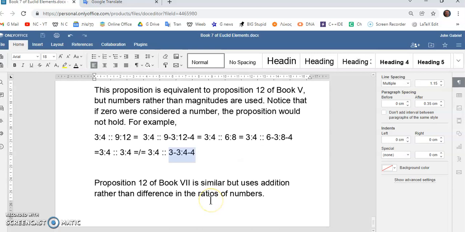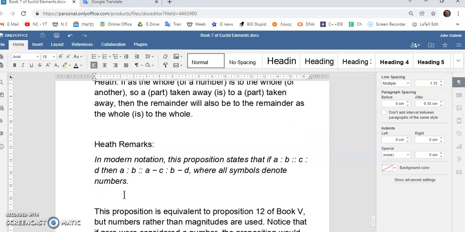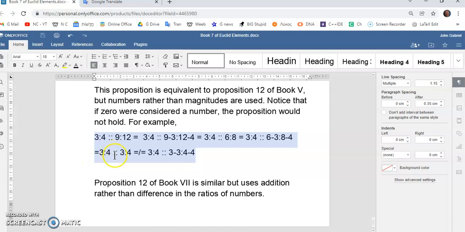So proposition 12 of book 7 is similar but uses addition. It also uses proposition 12 of book 5, but uses addition rather than difference in the ratios of numbers, okay? So we've covered the first 12 propositions, and in the next video I'll continue where I left off, and hopefully I'll be putting out another video soon.